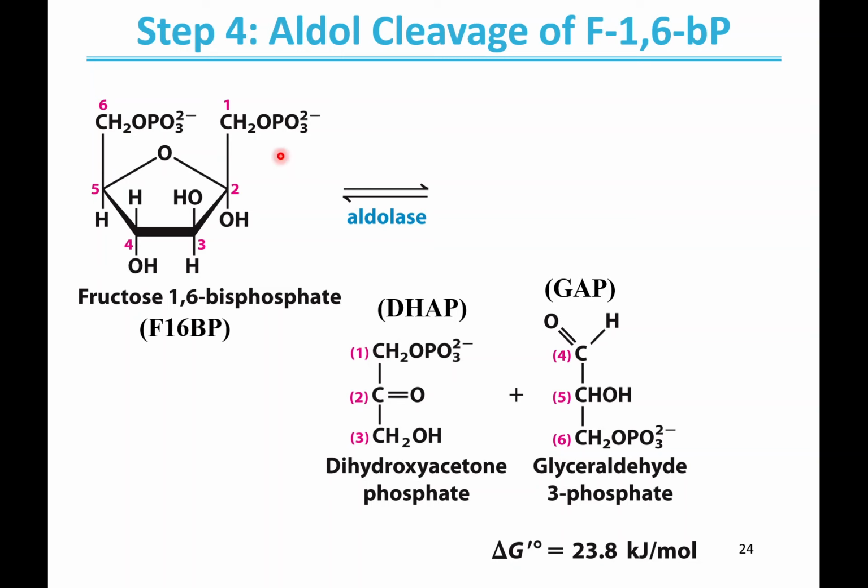Another helpful thing on this slide is that it's numbering the carbons according to the numbering scheme in the original glucose. So the dihydroxyacetone phosphate, or DHAP, comes from the first three carbons of glucose. The GAP, glyceraldehyde 3-phosphate, comes from carbons 4, 5, and 6.